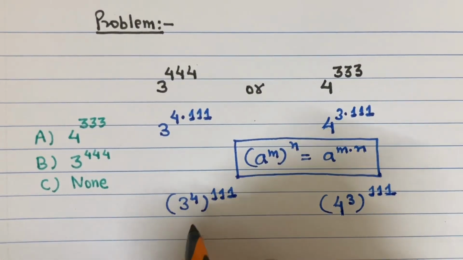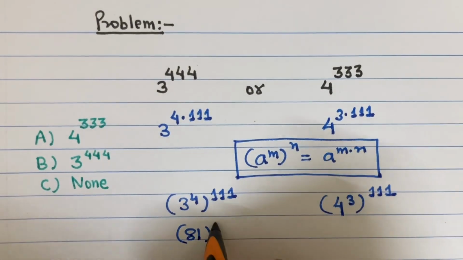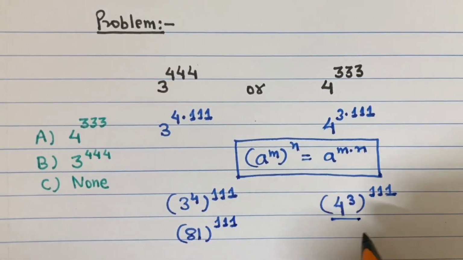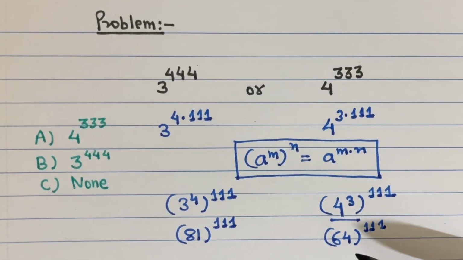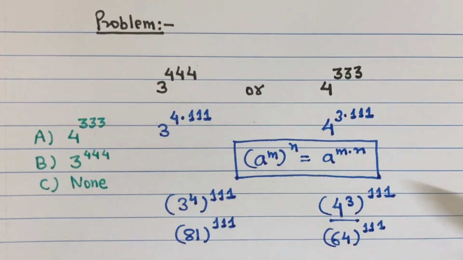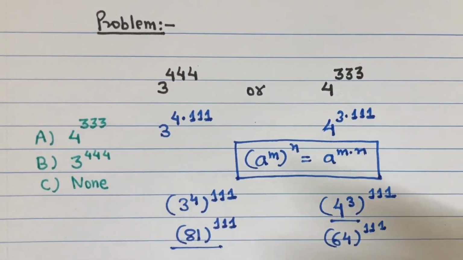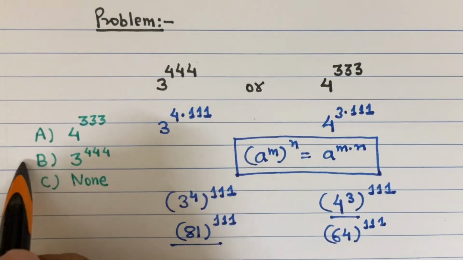3 to the power 4 equals 81 to the power 111, and 4 to the power 3 equals 64 to the power 111. Now both numbers have the same exponents, therefore the bigger base must be the larger number. As base 81 is bigger, therefore 3 to the power 444 is the larger number.